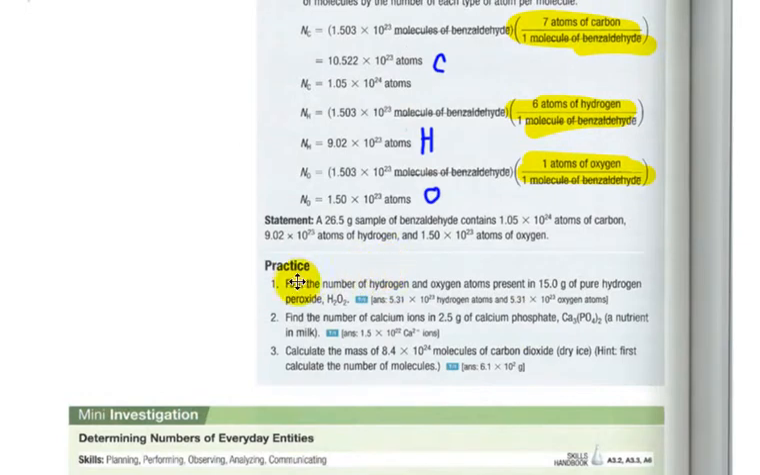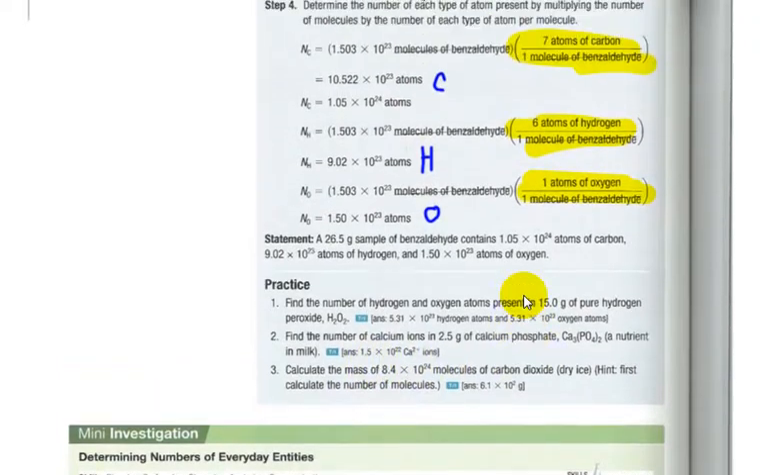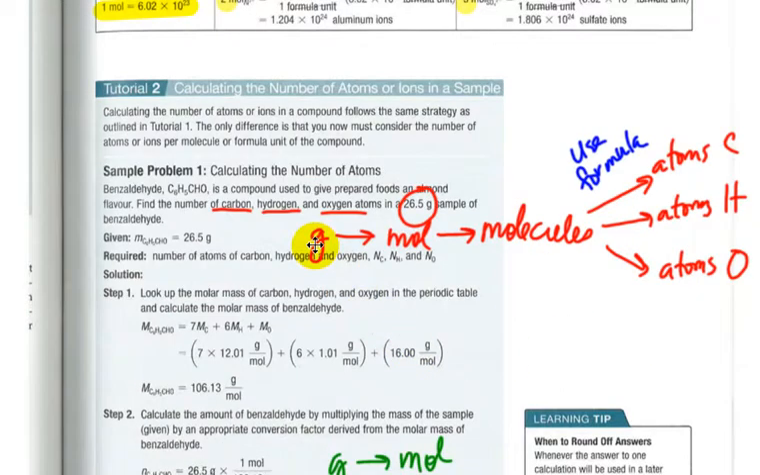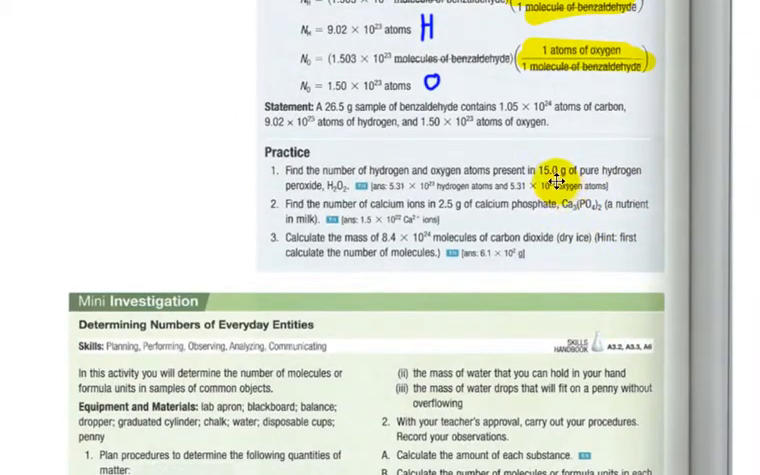So what I'm going to do, we'll go through number 1 here, and if you need to, you could go through maybe number 2 and 3, and then we'll go through the assignment. So number 1, find the number of hydrogen and oxygen atoms present in 15 grams of hydrogen peroxide. And it says pure there, we're assuming that's all we have is hydrogen peroxide. So very similar scheme. We're going to go grams to moles, figure out how many molecules of hydrogen peroxide, and then from there use the formula to figure out how many H's and O's we have.